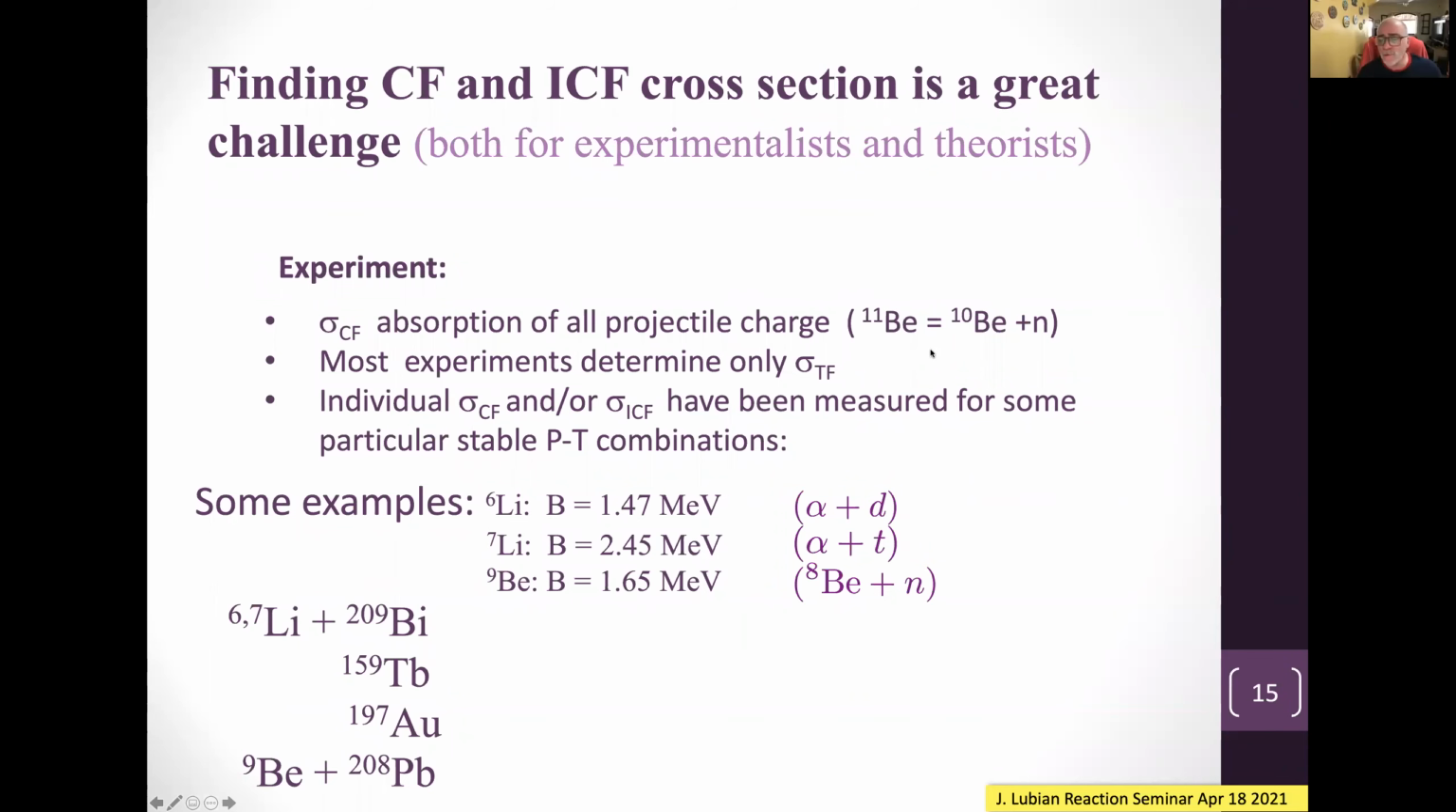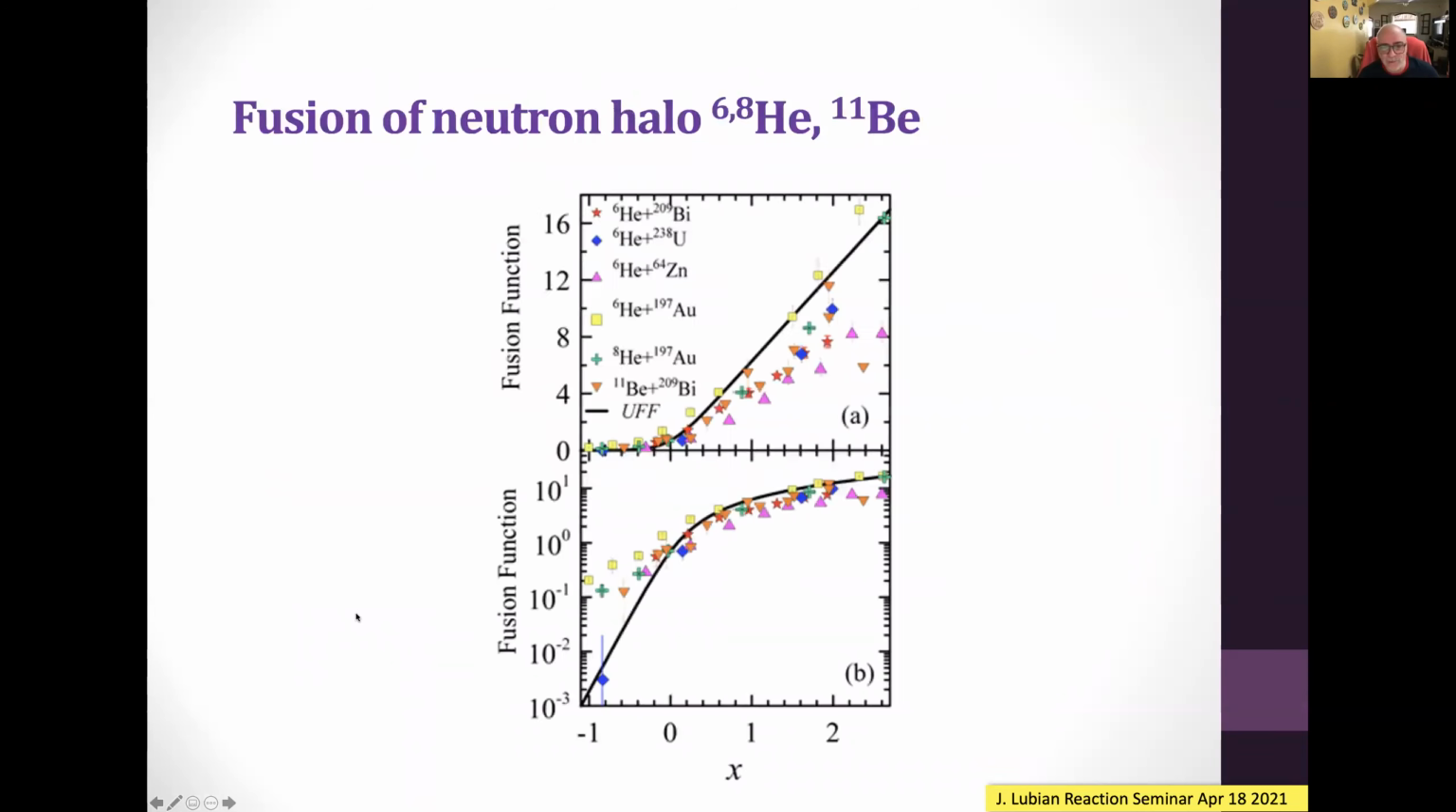And also when you have a core plus neutron or neutrons, you cannot separate this from the experimental point of view, and most of the experiments determine only total fusion. There is no individual complete and incomplete fusion measurement. Some examples are this one that I've shown here, that is the one that I will discuss. In this case, I will discuss only lithium-7.